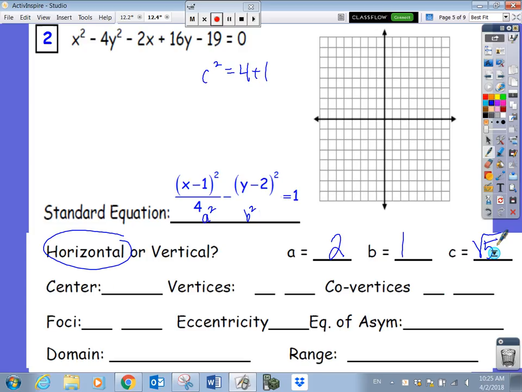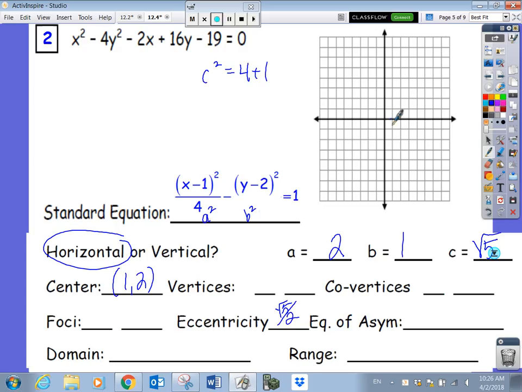The center, 1, 2, bless you. We could go ahead and do the eccentricity, root 5 over 2. And again, if you want to come up with all the stuff and then graph it, you can do that, or graph it and then find the stuff. It's up to you. I like graphing it and then finding the stuff.